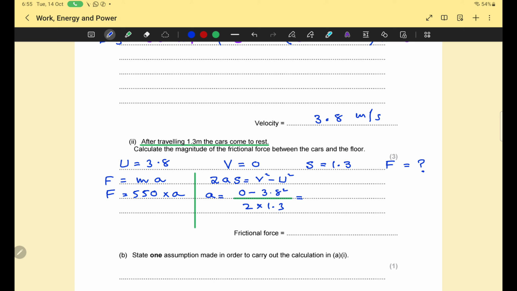3.8 square divided by 2 into 1.3, and this deceleration should be used here. Sir, mass is 550, deceleration is 5.55, and this minus means it is force of friction. You know friction is always in opposite direction, so you can write minus. So this force will be negative.